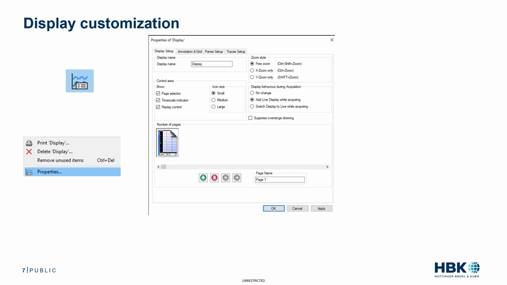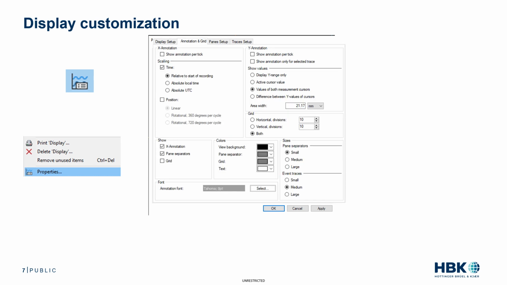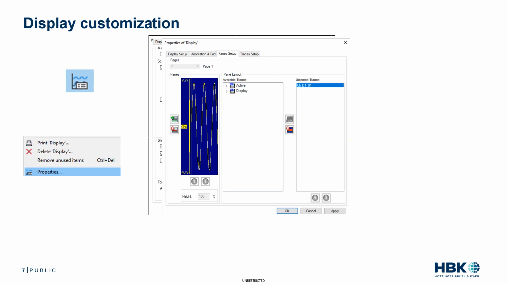The first tab, Display Setup, allows you to name the display, set the icon size, and add, delete, and name pages. The second tab, Annotation and Grid, allows you to control what is displayed in both the X and Y annotation areas. The third tab, Pane Setup, allows you to add and remove panes from each page of the display. You can also select which traces are displayed in each pane.